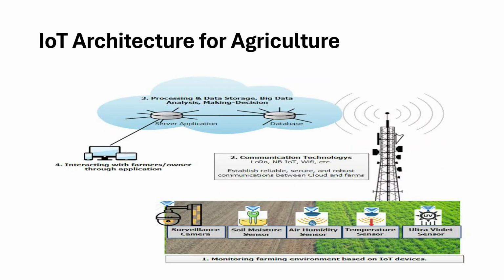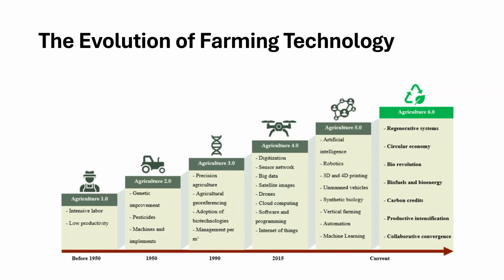IoT architecture. These are some pictorial representations of IoT architecture for agriculture. This architecture shows how the sensors, communication networks, AI models, and dashboard work together to monitor crops, soil, and climate in real time. Then the evolution of farming technology. Farming has evolved from manual labor to machinery, then automation, then precision agriculture, and now intelligent autonomous systems. That is Agriculture 6.0, which means self-regulating farms.